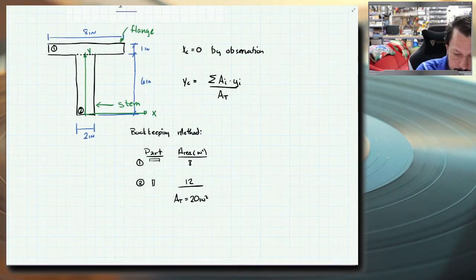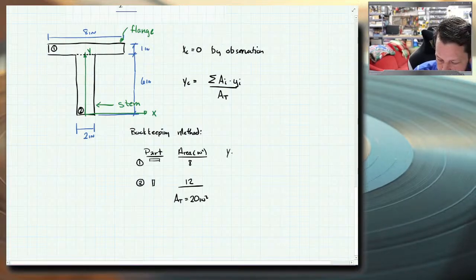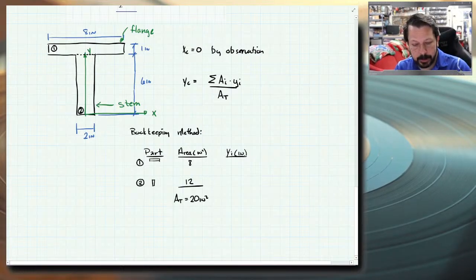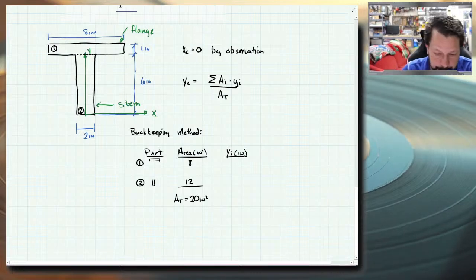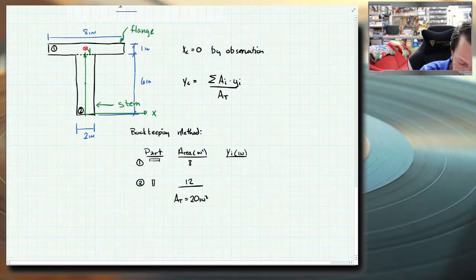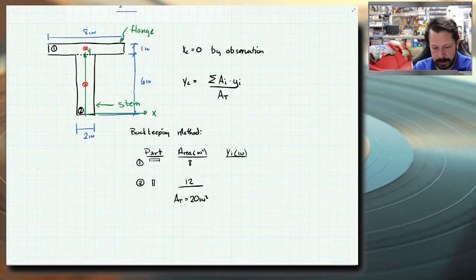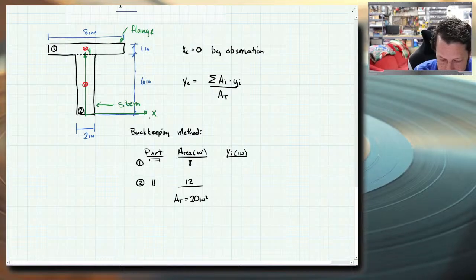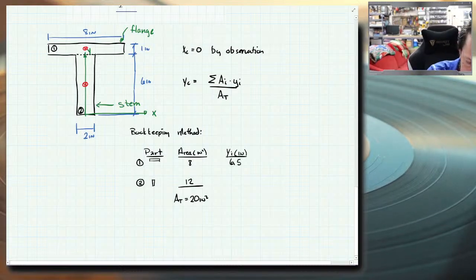So in my bookkeeping method, I go in yi, these are going to be measured in inches, and I find the location of the centroid for just rectangle number 1. A lot of times I'll actually draw the centroid of rectangle number 1 and the centroid of rectangle number 2, and then I get a better idea of, okay, I'm measuring from the x-axis down at the bottom, 6.5 inches up is where I would measure this distance.